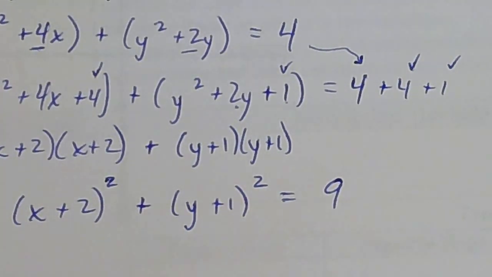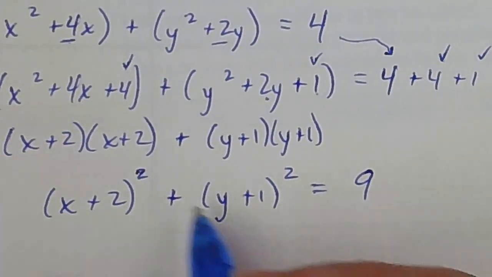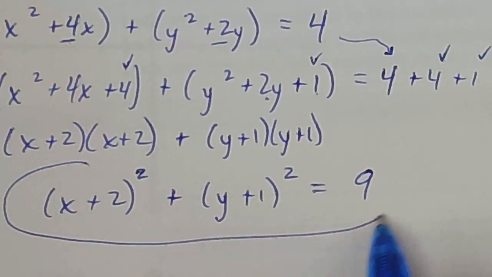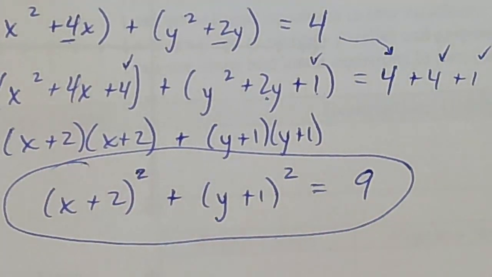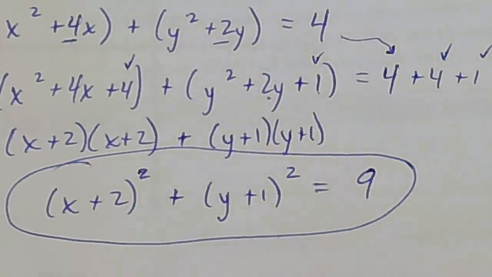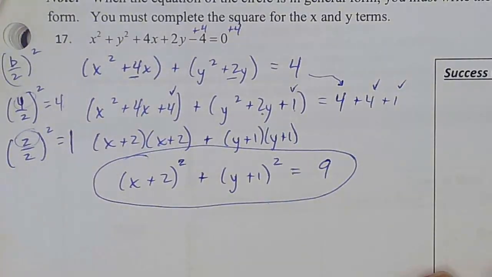And that was really the directions of the problem, to write it in standard form. If they ask us more questions about it, like find the center or radius, hopefully we can do that. Radius of 3, center is going to be -2, -1, but that is the answer. Okay. All right, so quick little summary.